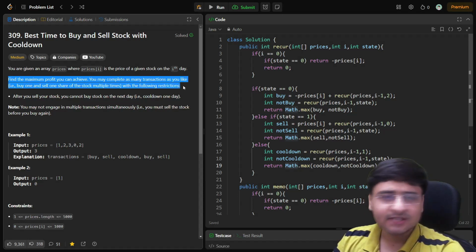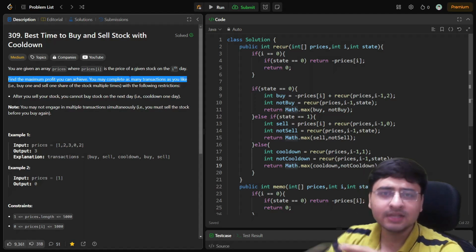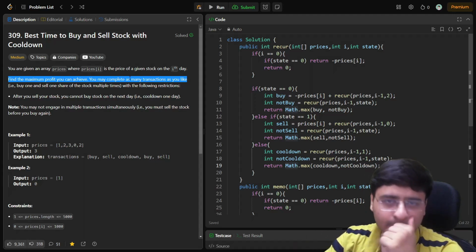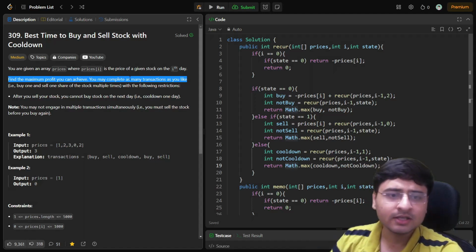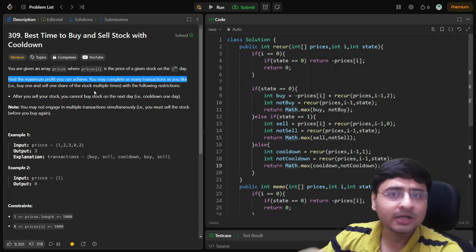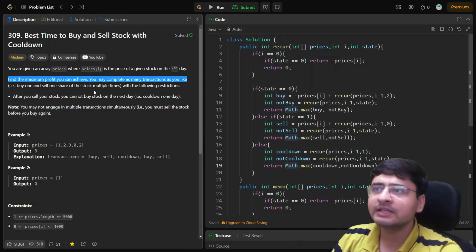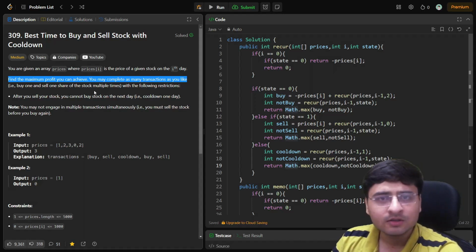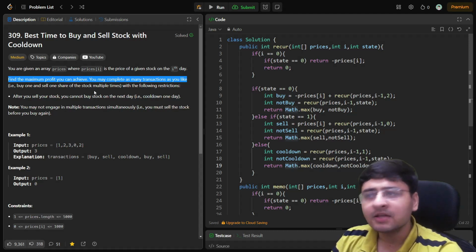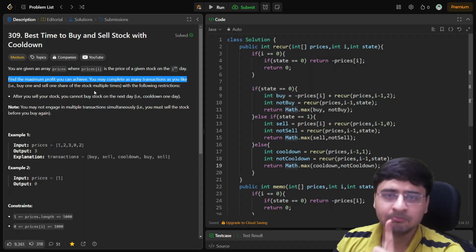You may complete as many transactions as you like. Basically you can buy stock, sell stock, buy stock. One transaction means buying and selling, right? So transaction means the whole operation of buying and selling. You can buy and sell as many times as you like, but the condition is that you can only hold one stock at a time. You cannot hold multiple stocks at a time. I cannot just keep on buying. Let's say today the stock price is 2, it's very low, and I buy thousands of those stocks. I cannot do that. I'm only allowed to hold one stock at a time, correct?